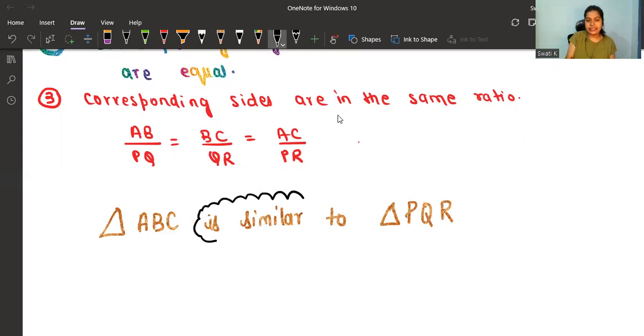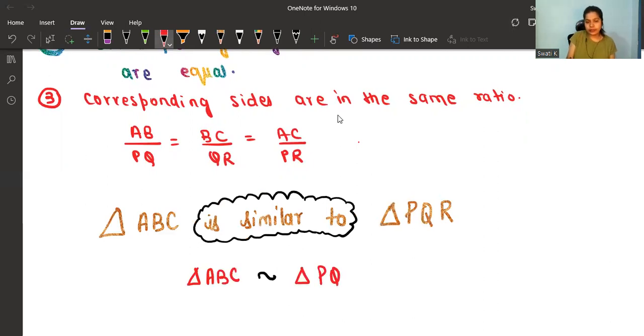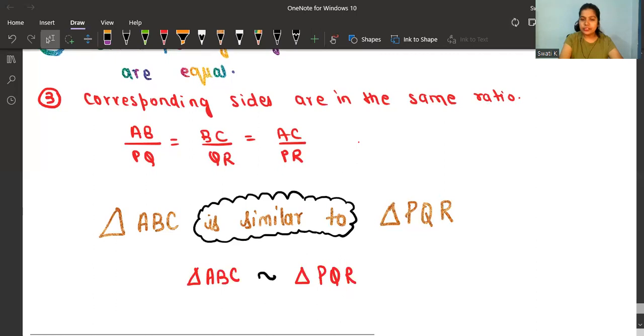We have a very simple sign. It's just a curvy line. That's it. That's the sign. So we can write down like this, that triangle ABC is similar to triangle PQR. That's it. All right.